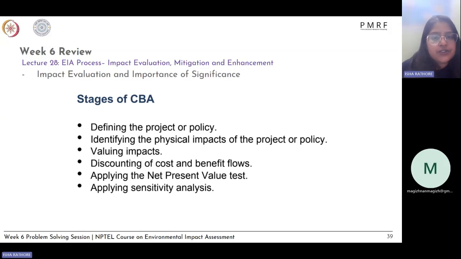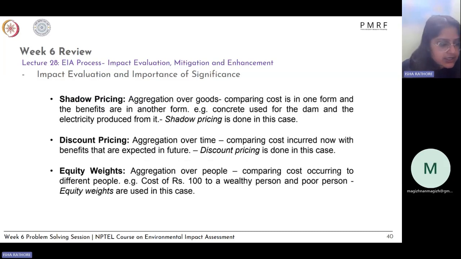So different stages of cost benefit analysis include defining the project or policy, identifying the physical impacts of the project or policy, valuing these impacts, discounting of cost and benefit flows, applying the net present value test, and applying the sensitivity analysis, that is, which factors are more significant. Okay, then there are three key definitions which come out of this lecture unit.